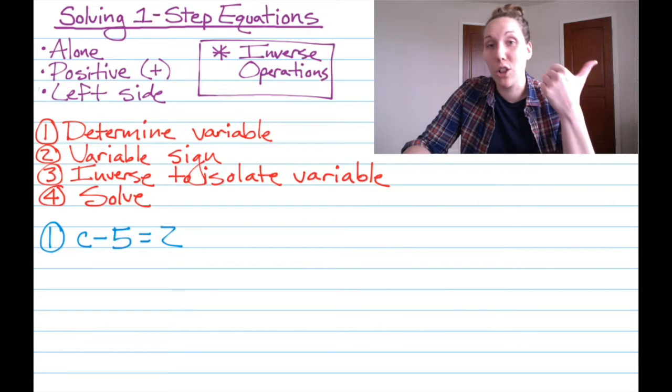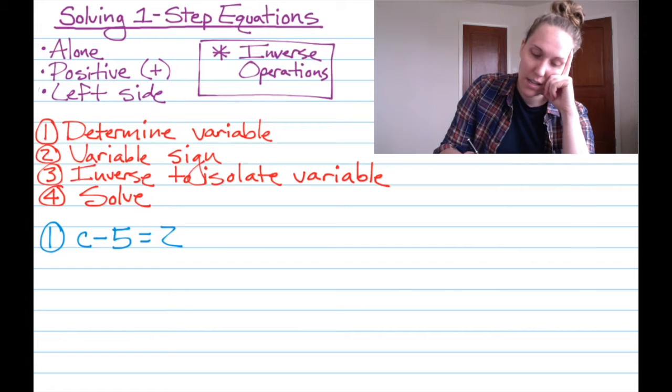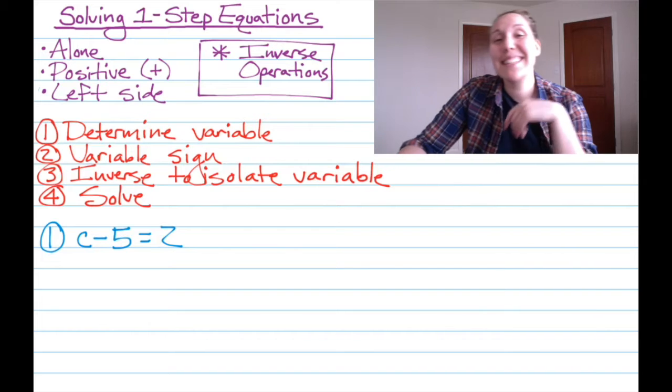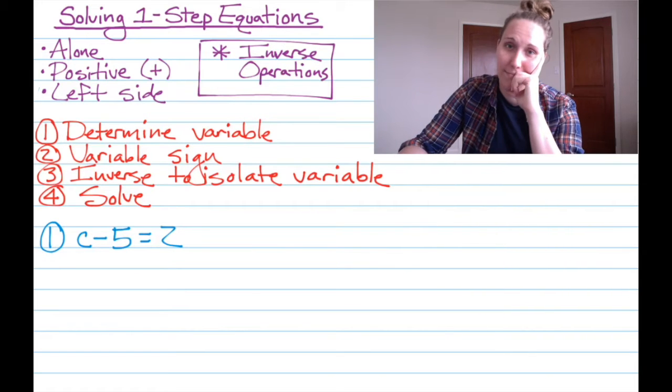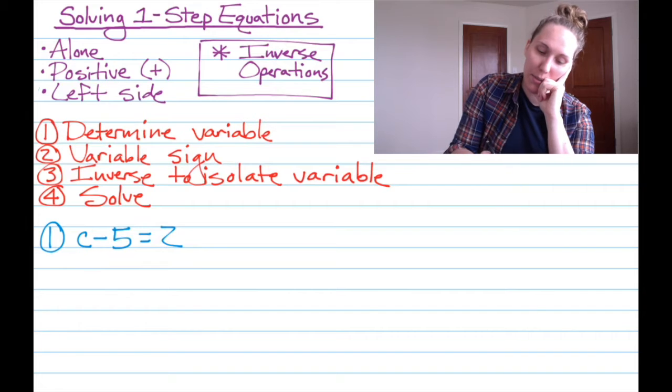So again, alone, positive, on the left side. Is this C? Is it alone? Nope. Is it positive? Yes. It is positive because otherwise there'd be a negative hanging out there, so we know it's positive. Is it on the left side? Yes. But it is not alone, okay? So I have to determine my variable. It is C. The variable sign. Is it positive? Yes.